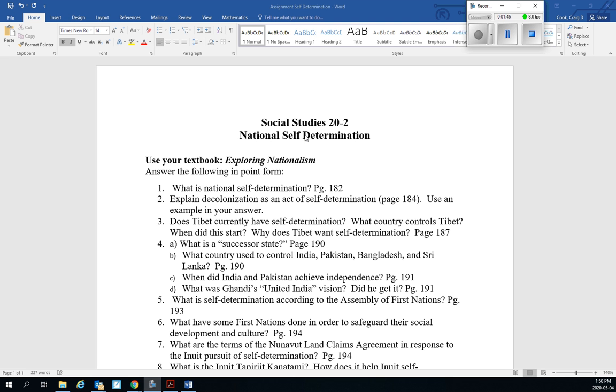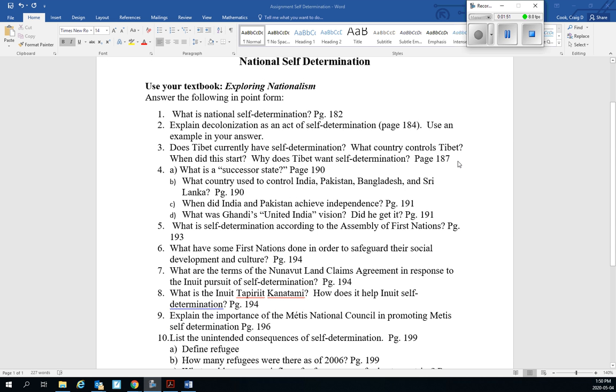So you're going to explore self-determination in a variety of ways in this little note-taking assignment. You're going to examine self-determination in Tibet. Most people don't know that Tibet is not a politically sovereign country. It's actually governed by China. You're going to explore that as an issue.